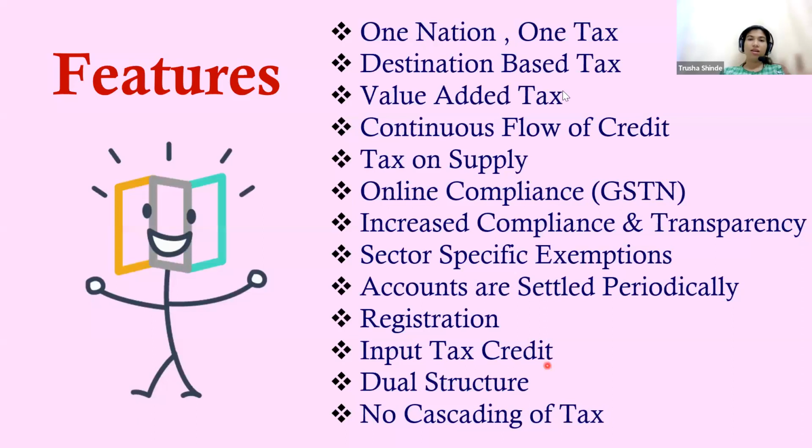So coming back to the features, hence it is proof that this is your destination based tax and this is your value added tax. Also you might have observed the third thing, that is the continuous flow of credit. Whenever there is a purchase, there is a sale over it, and the flow continues, the taxes get accumulated on the value additions which are there. Also, taxes are applied only when there is a supply.